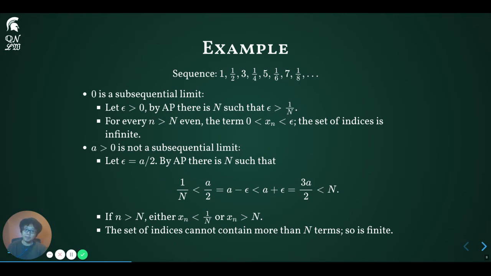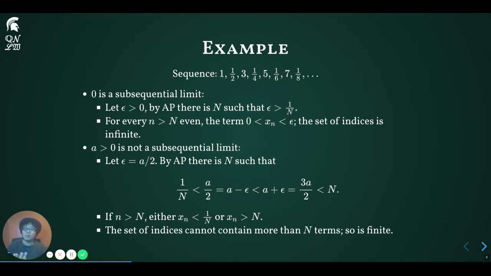So, set epsilon positive. We see by the Archimedean property that there is some capital N for which epsilon is larger than 1 over N. We see that for every small n that is both even and greater than capital N, the term x sub n is positive and less than epsilon. Since there are infinitely many even numbers bigger than capital N, we conclude based on the fact that epsilon is arbitrary that the theorem can be used and 0 is a subsequential limit.